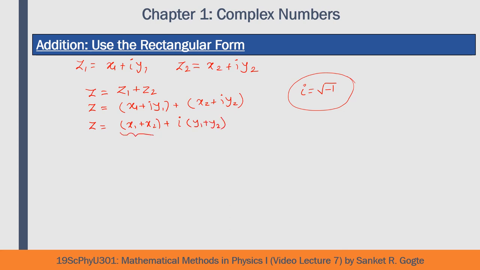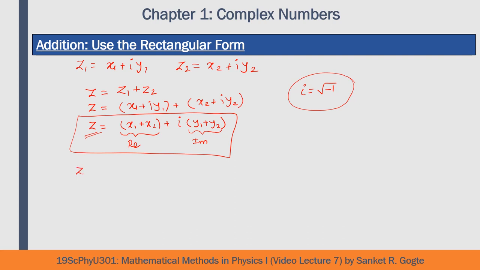Now this term x1 plus x2 is a real term because x1 and x2 both are real, and since this is a real term, it becomes the real part of the summation of the two complex numbers z1 and z2. Similarly, y1 plus y2 is also real because y1 and y2 both are real, but it is multiplied by i, the imaginary number, and therefore it is the imaginary part of the addition. So it is clear from this equation that when you add two complex numbers, the real part of the addition is the same as the addition of the real parts of the two complex numbers being added, and the imaginary part is the addition of the imaginary parts.